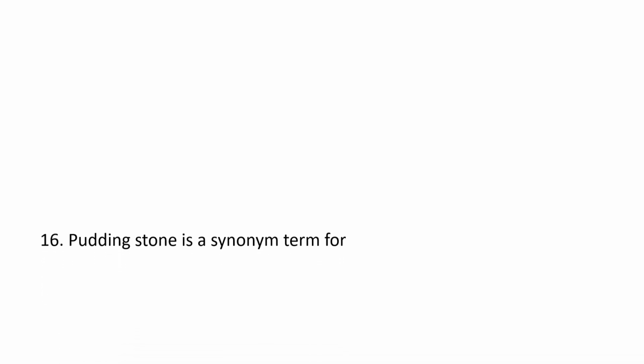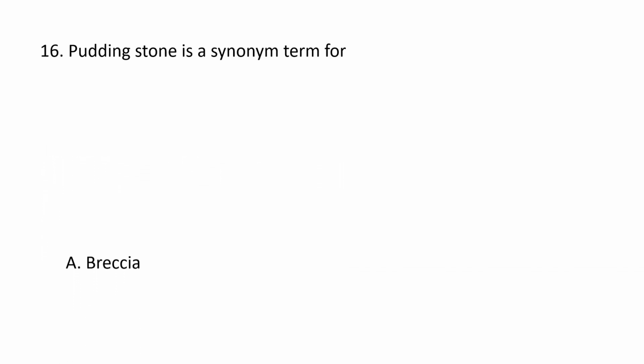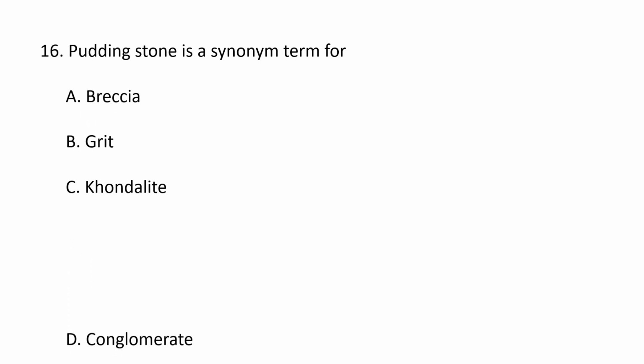Next question. Pudding stone is a synonym term for pudding or pudding stone. So A. Breccia, B. Grit, C. Condylite, and D. Conglomerate. So pudding stone is a synonym term for conglomerate.